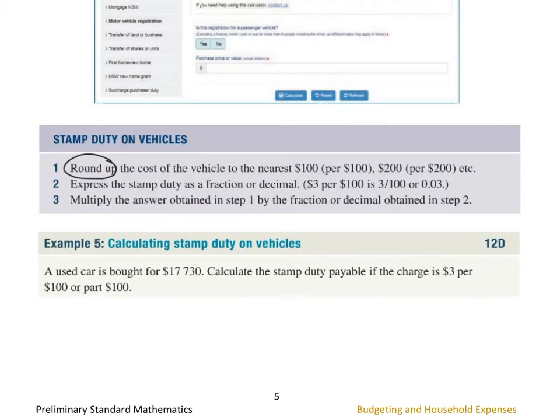You express the stamp duty as a fraction or a decimal. Okay, so if it's $3 per $100 or whatever the rate is, you put that as a fraction as long as both are in the same units, and then you multiply it like you usually would. Okay, when you're finding a percentage of an amount.